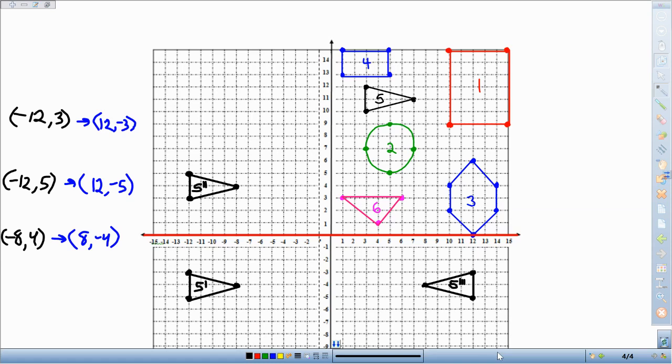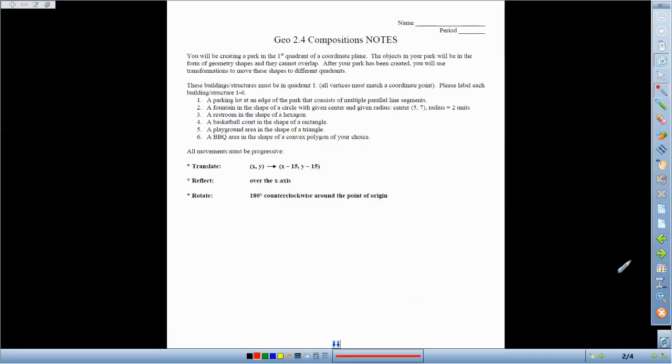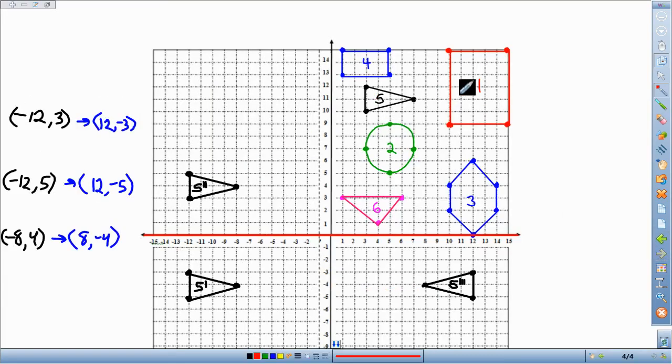So that is the process for today. What I'm going to have you guys do is now try these on your own, the rest of them. I would maybe start with number 1 here. First thing you're going to do with number 1 is translate that thing 15 units left and 15 units down. It's probably going to land somewhere around there.